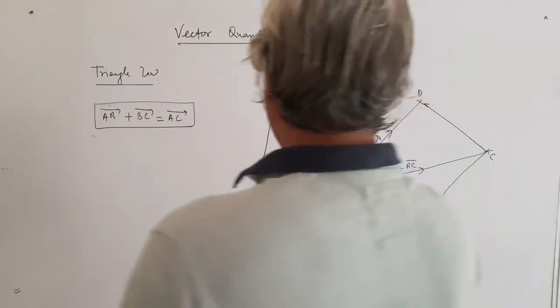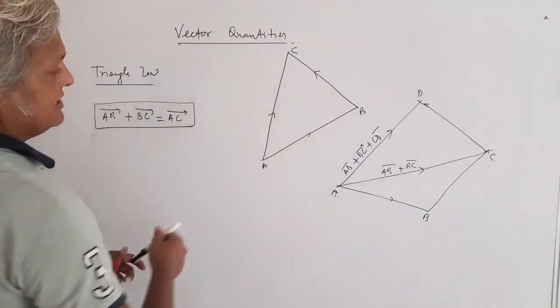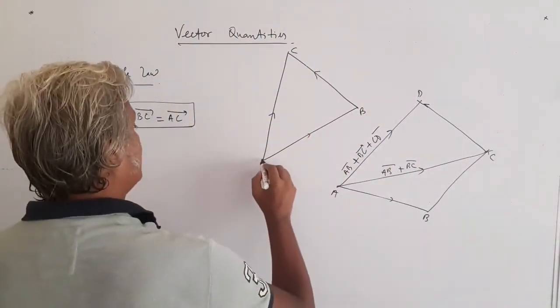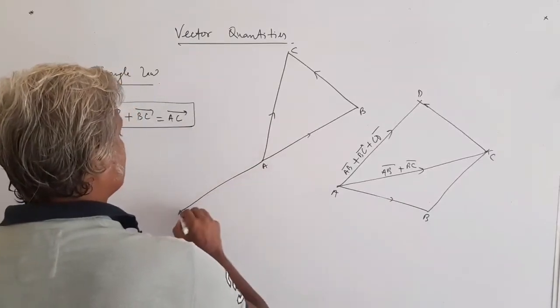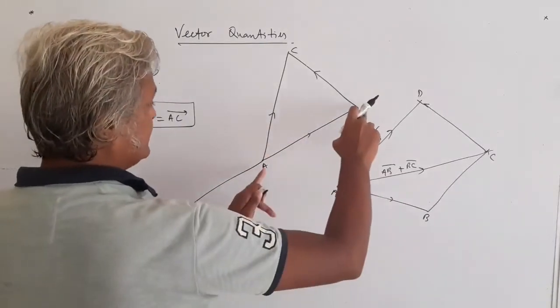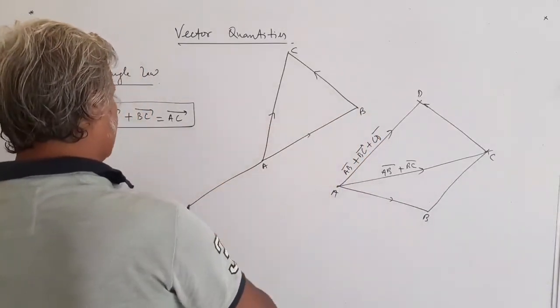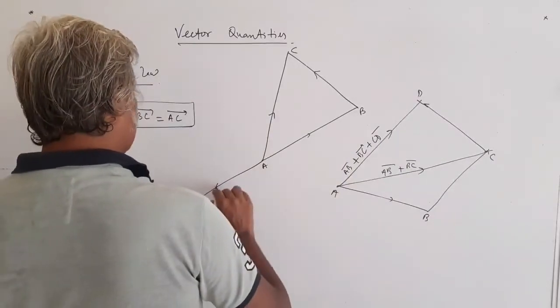Now if I have a vector AB bar going in this direction, suppose I reverse the direction and make it go like this, same magnitude, the same length between A and B, but only the direction is reversed.